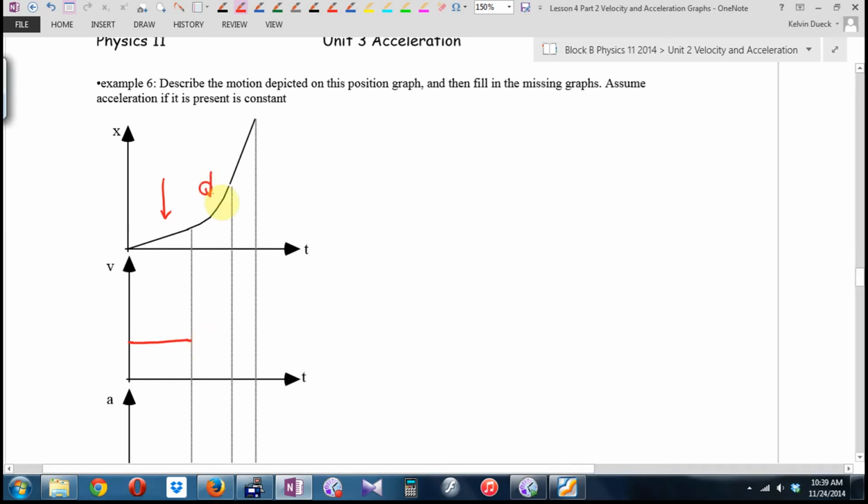What's happening here? Constant slope or changing slope? Constant or changing? Changing. So constant velocity or changing velocity? You know what the fancy word for a changing velocity is? It begins with letter A. Acceleration. It's an acceleration.